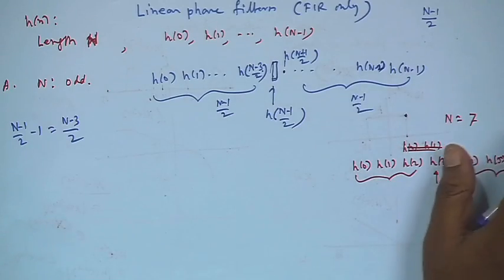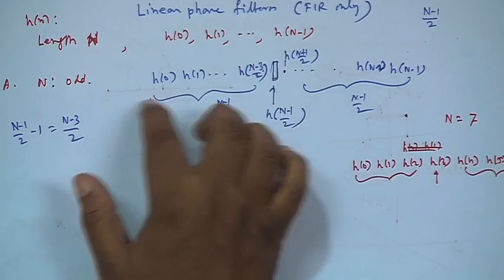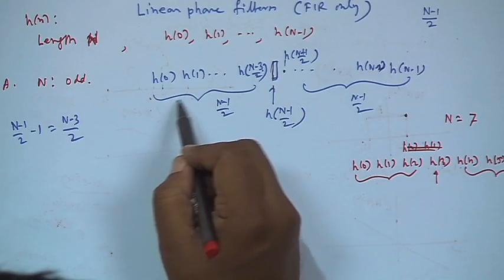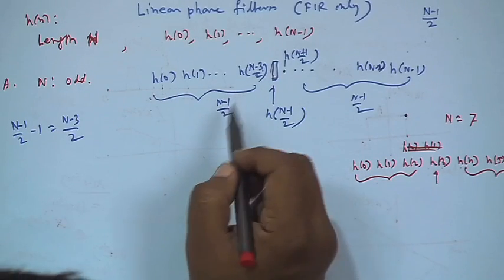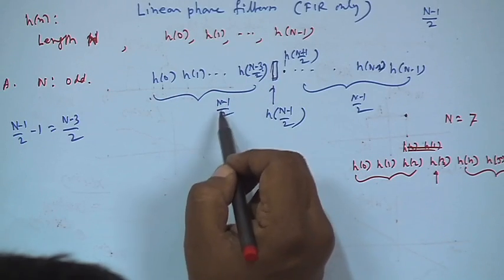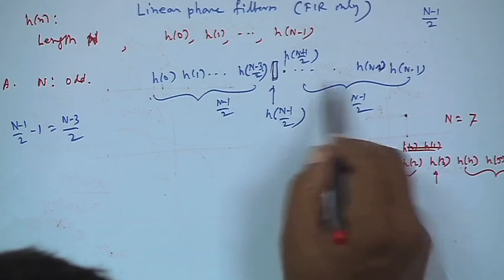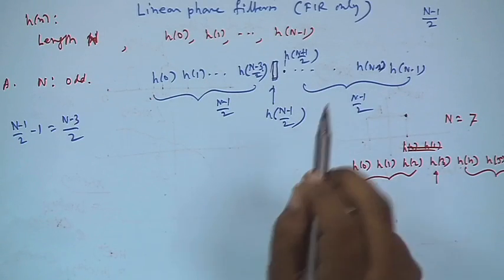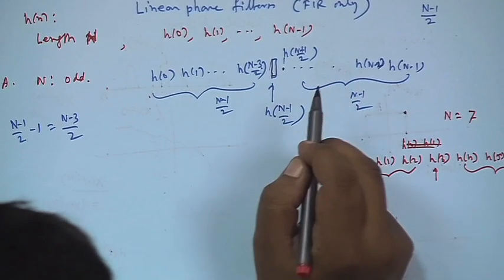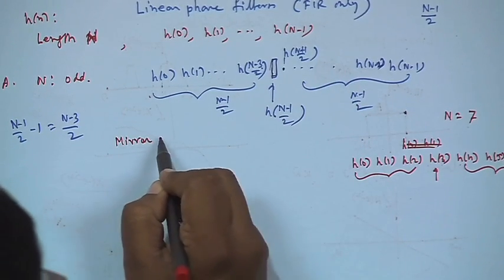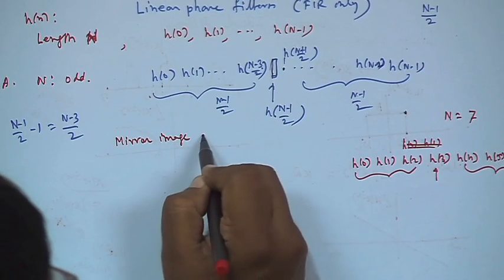So, I am just doing nothing, I am just writing all the terms in this manner, but I am identifying the central guy separately, and this one set of coefficients, total n minus 1 by 2 in number on one side, another n minus 1 by 2 coefficients on the right hand side. Now, for linear phase, we will impose something called mirror image symmetry.